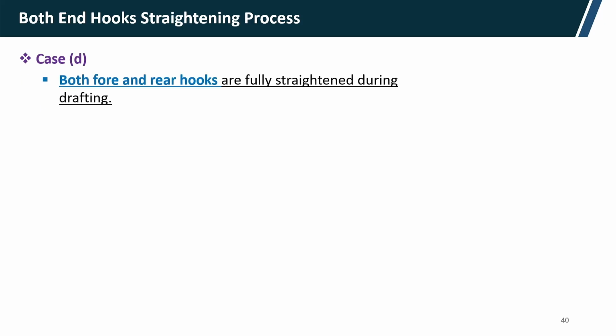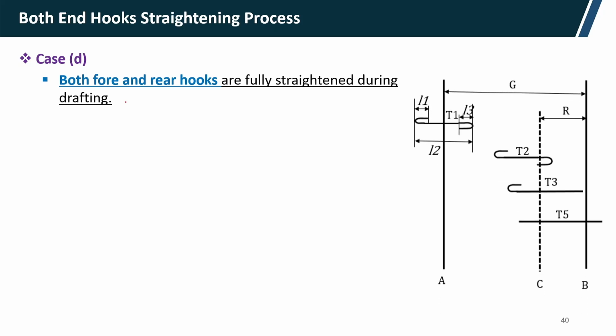Case D, where both fore and rear hooks are fully straightened during drafting. This is the ideal case. Now, we can see this is case D, where both the hooks are removed. First there will be removal of the leading hook, and then the trailing hook. Here we can see, interestingly, the R value is sufficiently longer.